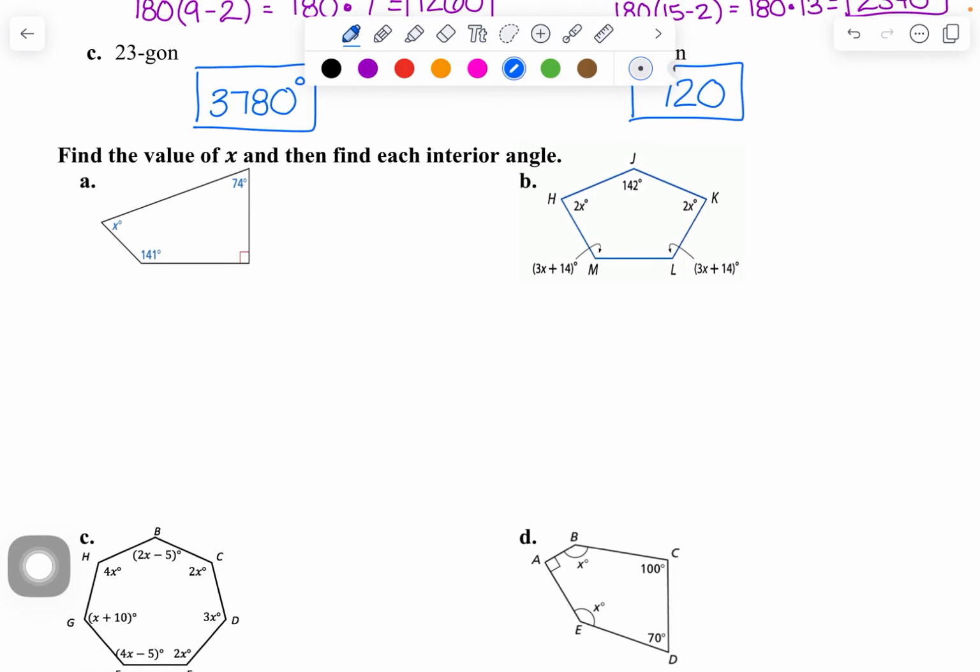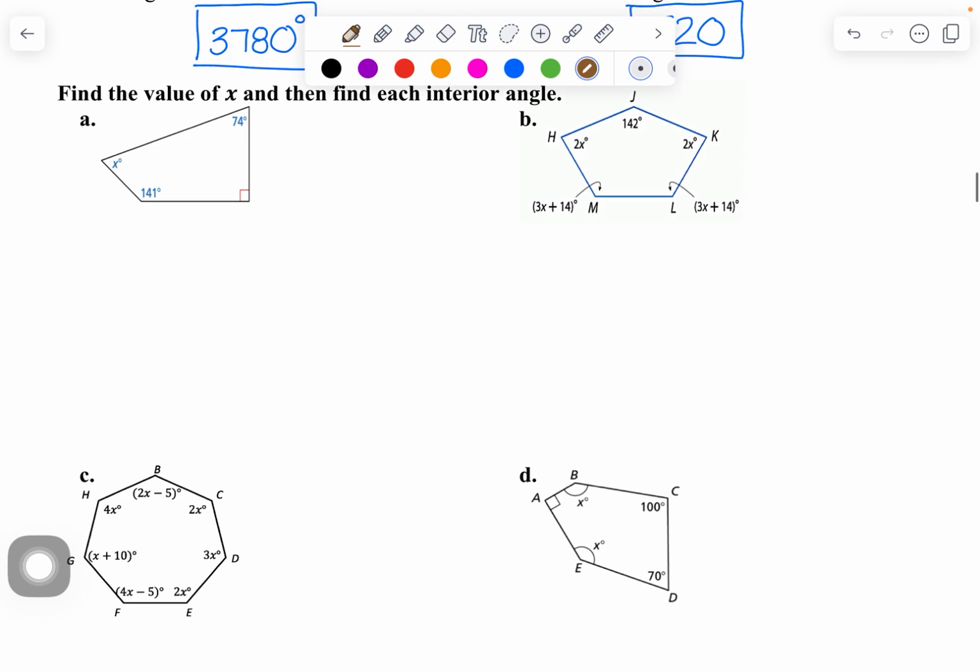Okay, now there's going to be another type of question you're going to see today. And that is find the value of x, and then it might ask you to find each interior angle. We're going to maybe change that a little bit. But so I see a polygon. The first thing I notice is it gives me all of those interior angles. It gives me something about them. Remember, this little box right here means that angle is 90.